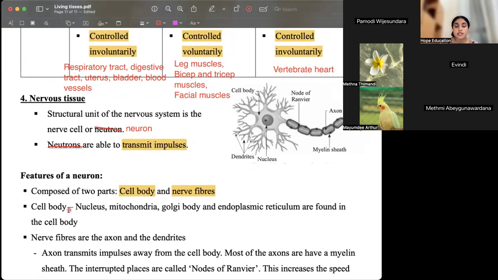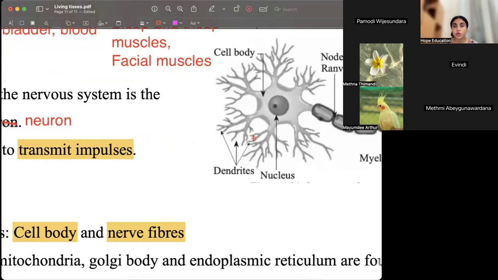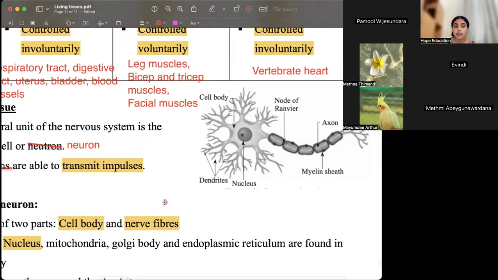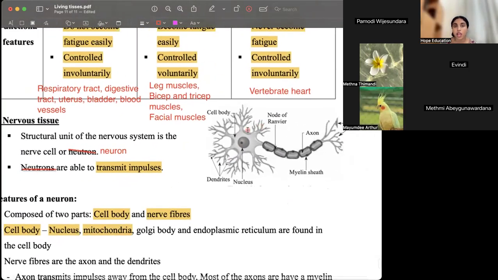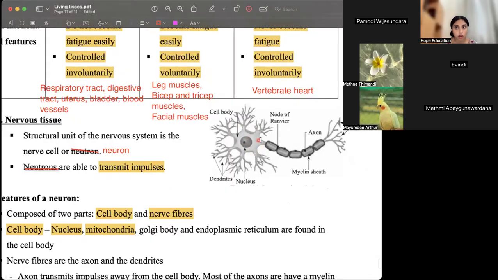Let's look at each of these types. Let's first talk about the cell body. Cell body එකේ nucleus එක. Nucleus now we can clearly see here. There are also mitochondria. Mitochondria අපිට පෙනෙන්නේ නැහැ, but mitochondria are there. Then there's the Golgi body. Golgi body වලින් මොනවද කරන්නේ? What's the function of Golgi body?